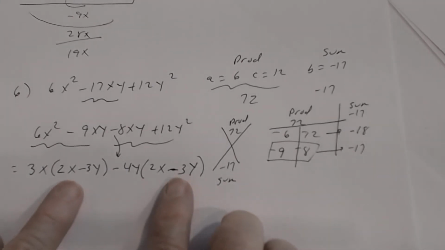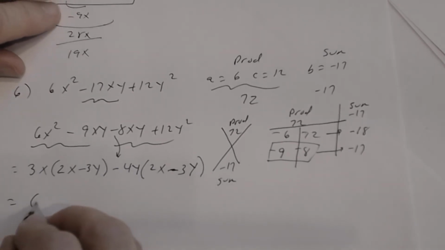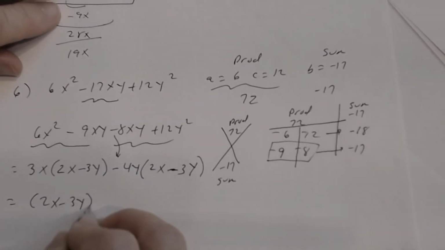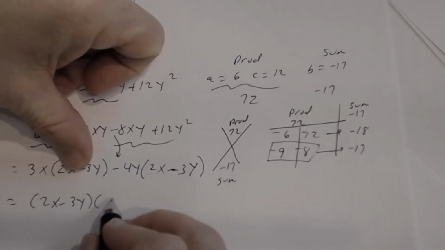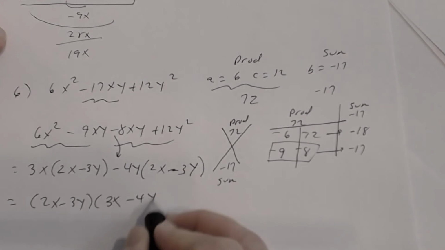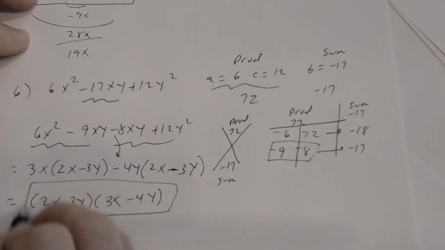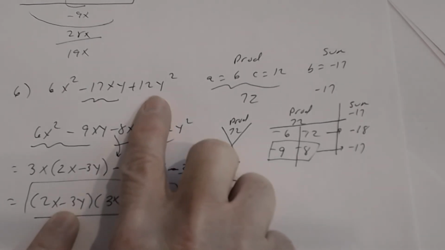If you're doing this correctly, those two should be the same. So now I'm going to factor this out. So you get 2x minus 3y times, and when I factor the 2x minus 3y, I get 3x minus 4y. And there's your answer. Okay, so again, before you go on to the next problem, always verify, check it. 2x times 3x is 6x squared. A negative 3y times a negative 4y is a positive 12y squared.